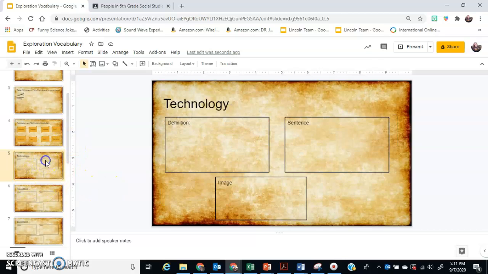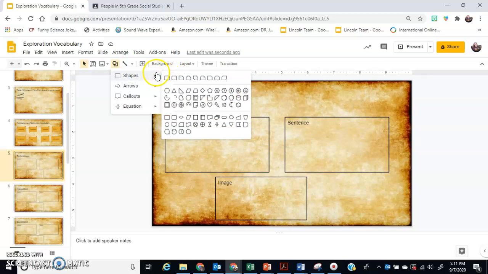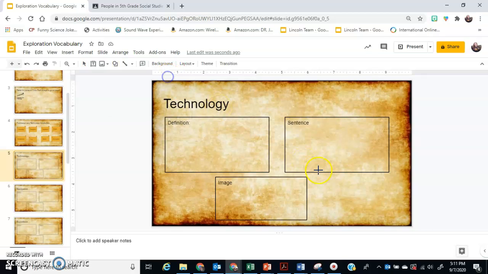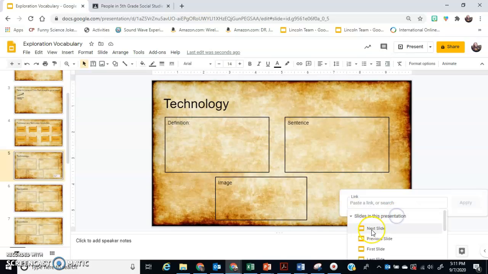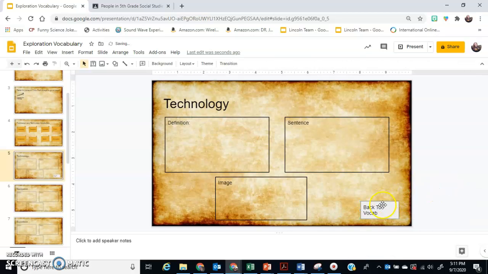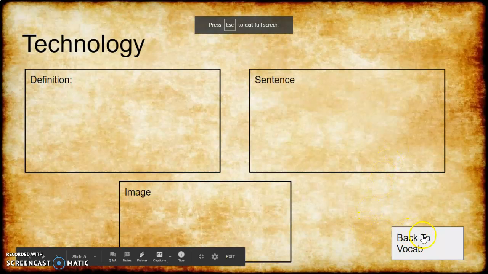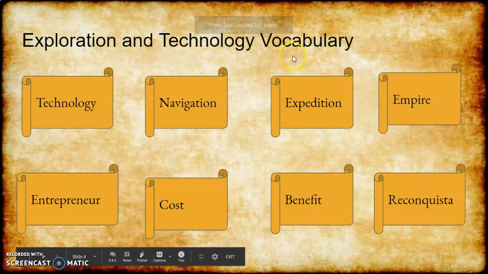Now, you'll notice when I had to go in, I had to click back on what slide I wanted it to be on. To create a back to home slide, you can go over here and make your own shape, and I'm going to just call it back to vocab. I can do the same thing as with anything else: click link, and I'll link that back to slide 4. Then when I go into present, if I click this, it will send me back to my vocab page.